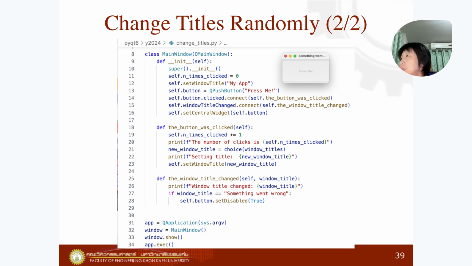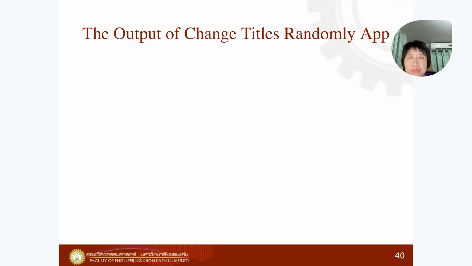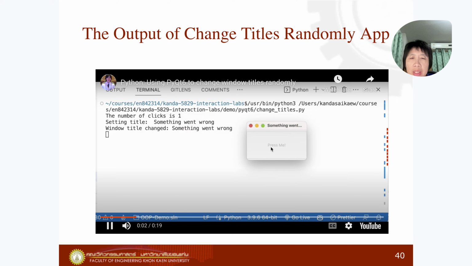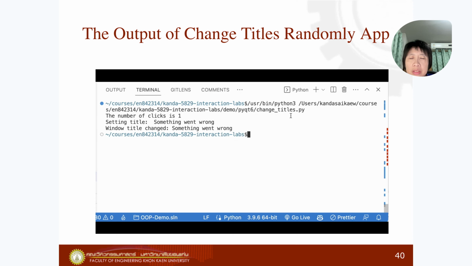So here we have two slots. The first one is the button was clicked, which updates the number of times that the button is clicked, and it also changes the window title. And another slot, the window title changed, it will compare the current window title value, and if it's equal to something went wrong, then the button is disabled. And here you can look at the window that when the title is something went wrong, then the button is no longer clickable.